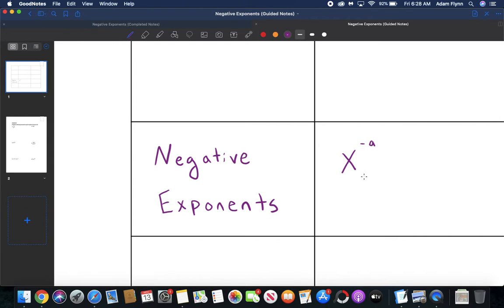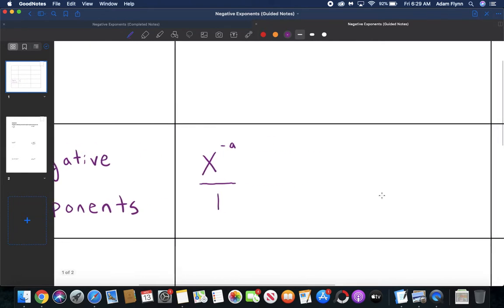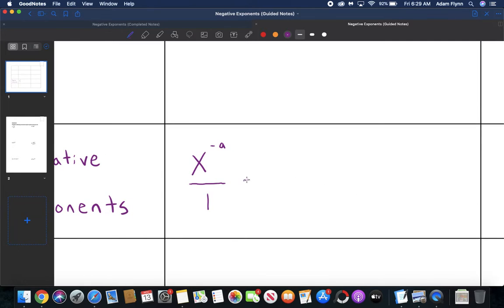So when I have something that is x to the negative a, what I like to do first is turn it into a fraction. So I'm going to put a 1 underneath. That's how I turn anything I would like into a fraction. I can always put a 1 underneath. So I've got x to the negative a over 1. And when we simplify that, it's going to become 1 over our same base x, but instead of negative a, we're going to have a positive a.